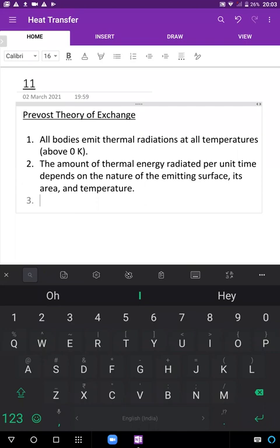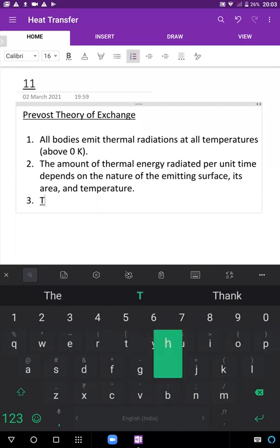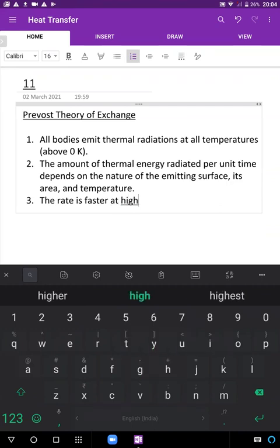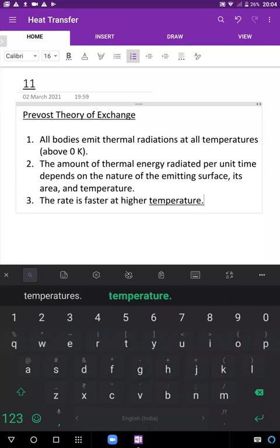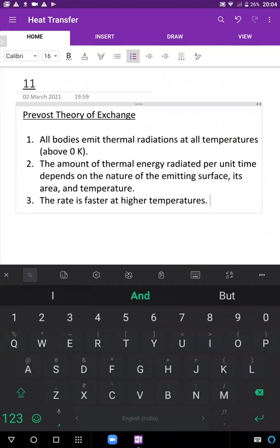The next point is exactly that. The rate at which you are emitting energy is faster at higher temperatures. Again, it is a logical thing. Per unit time you will emit more energy if you are at a higher temperature. So the rate is faster at higher temperatures. Okay, that's the third point.